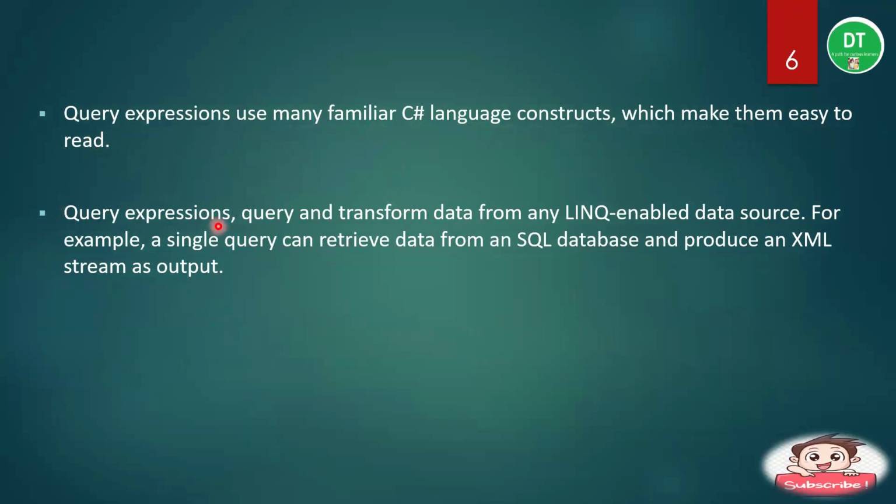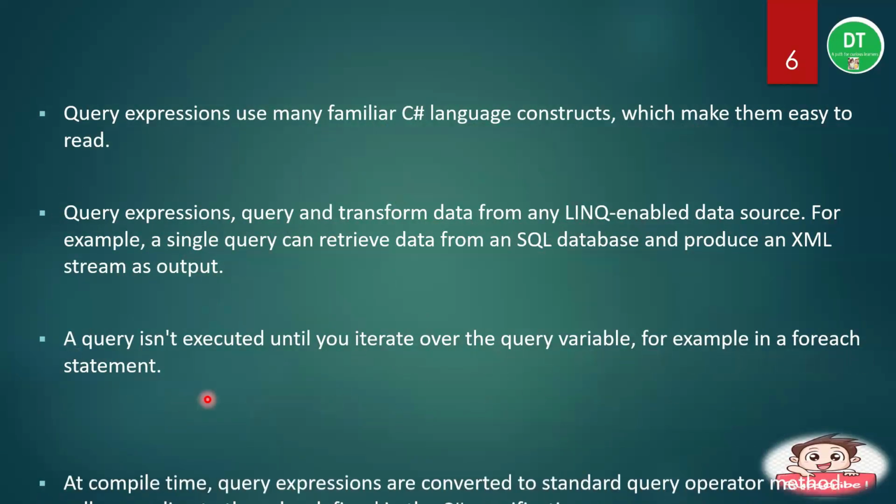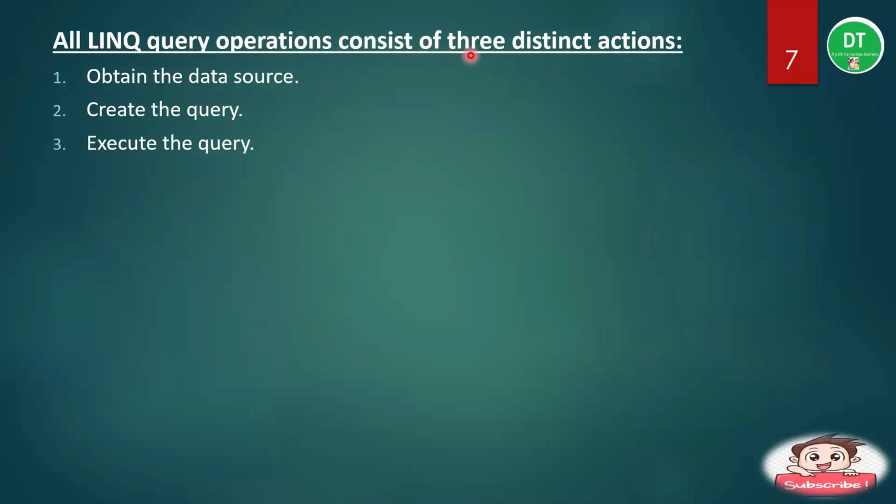Query expressions query and transform data from any LINQ enabled data source. For example, a single query can retrieve data from an SQL database and produce an XML stream as output. A query isn't executed until you iterate over the query variable, for example, in a foreach statement. All LINQ query operations consist of three distinct actions: obtain the data source, create the query, execute the query.